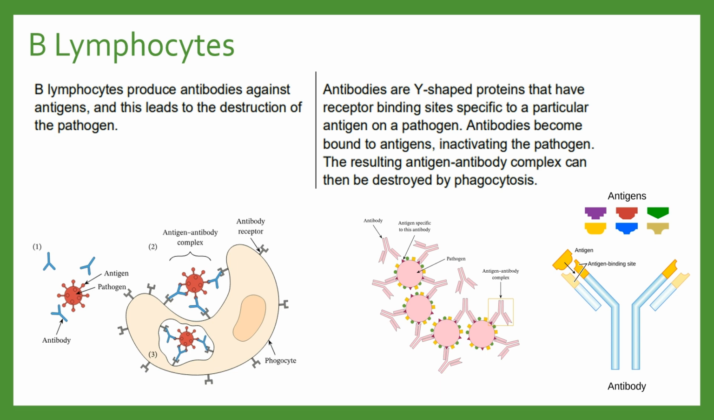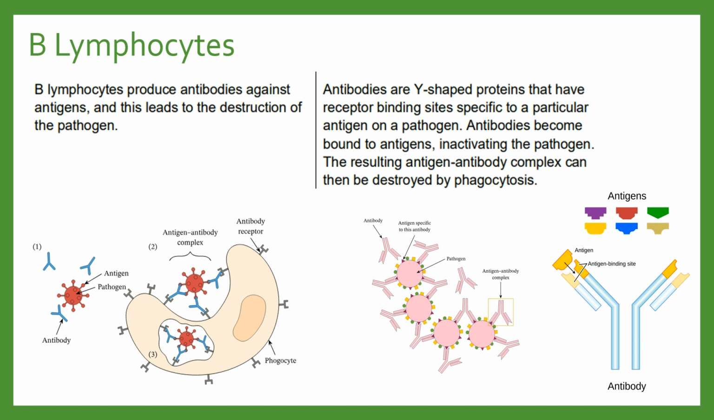So, an antibody is a Y shaped protein and they have receptor binding sites which will bind to the antigen on the pathogen. And when this binding takes place, this will inactivate or immobilize the pathogen, halting it in place, preventing it from infecting your body cells or causing any tissue damage.